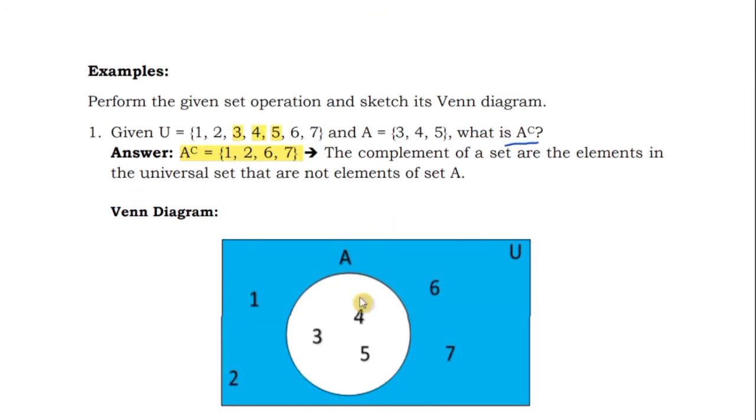When we draw it in the Venn diagram, we have here circle A first, with 3, 4, 5 inside, then 1, 2, 6, 7 outside. So this is now our A complement, the shaded blue one. Okay, that one.